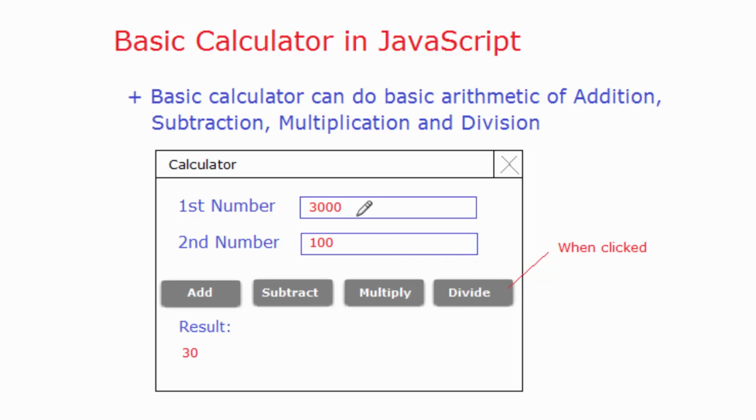So in this example, where we have 3000 in the text field 1 and 100 in the text field 2, when I click the divide button, this 3000 will be divided by 100 and the answer, of course, is 30. And that is how simple the calculator will be. And I will go ahead and show you in JavaScript how to do it.